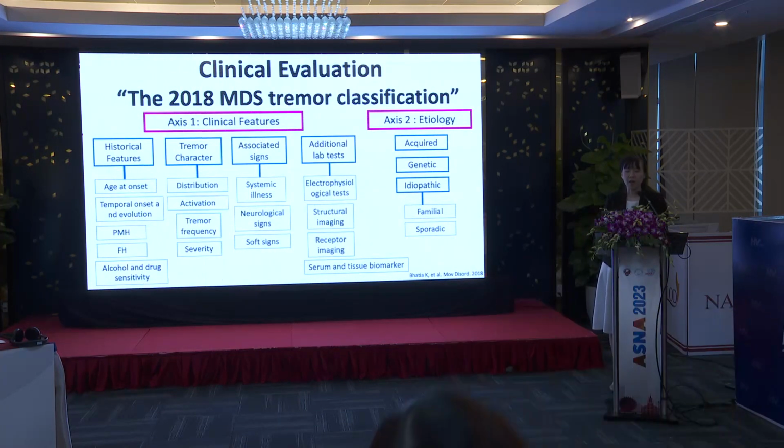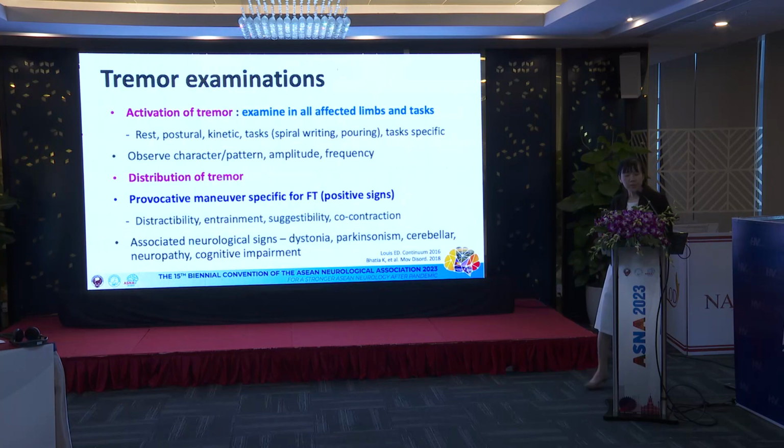Currently, tremor is defined along two axes, the clinical features in axis 1 and etiology in axis 2. Determination of tremor syndrome is based on history taking and careful examination. Tremor examination consists of tremor assessment in different conditions, including at rest, postural, kinetic, and task-specific. And you have to look for specific signs of functional tremor in cases you suspect it, including distractibility and entrainment. You also have to look at the characteristic amplitude, frequency, and distribution of tremor.